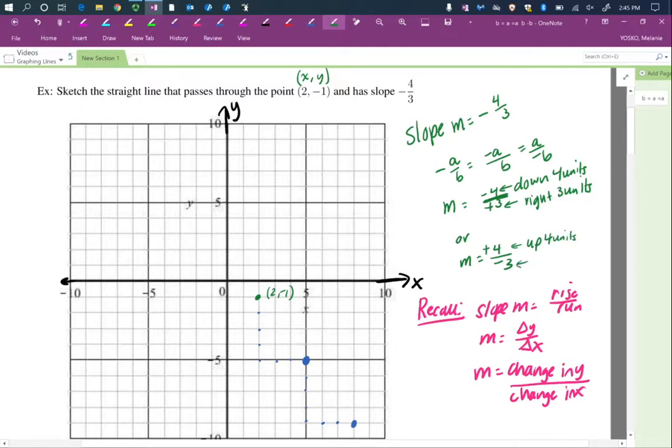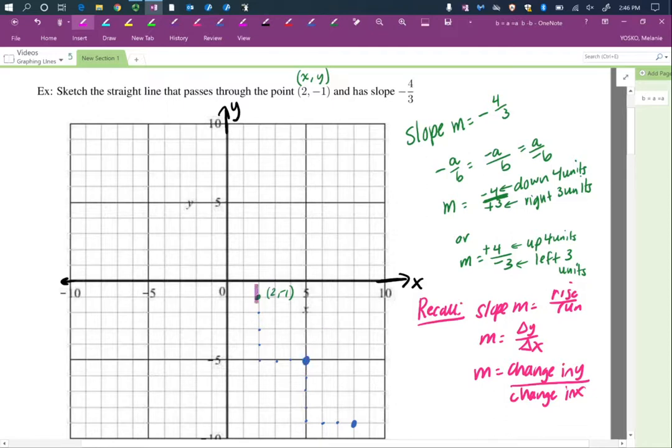And this -3 here, again, the denominator is run, or the change in x. So the change in x is either to the right or to the left. So this negative says we're going to go left, say left 3 units. So I can start from any point on the graph. Let's start out with this one down here. I would go up 4, 1, 2, 3, 4, and left 3, 1, 2, 3. I'm at this point that I found earlier.